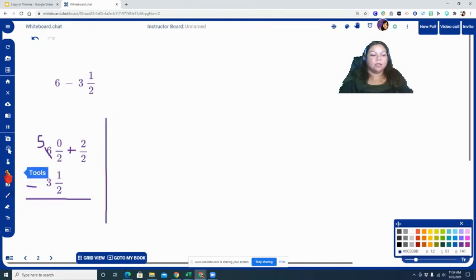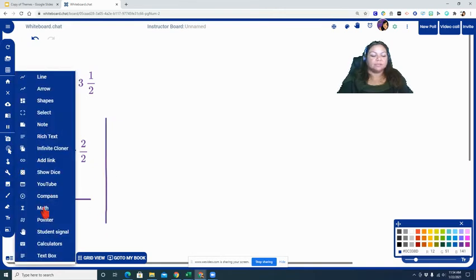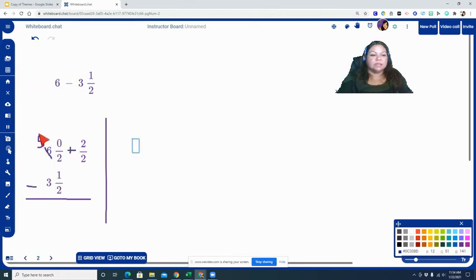So remember, I'm going to write it again because I want my math to look neat. I'm carrying over that 5. And then I'm adding 0 plus 2 is 2, and the denominator always stays the same. So isn't that equal to 6? I have 5 and 2 over 2. 5 is the whole number. 2 over 2 is equal to 1, so it's the same thing as 6. But I'm just rewriting it like that so that I can take away 3.5.